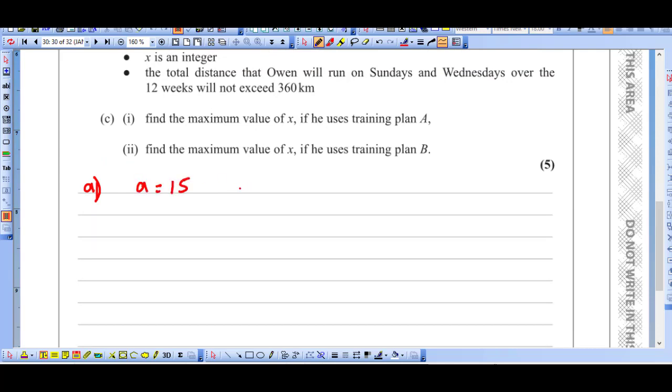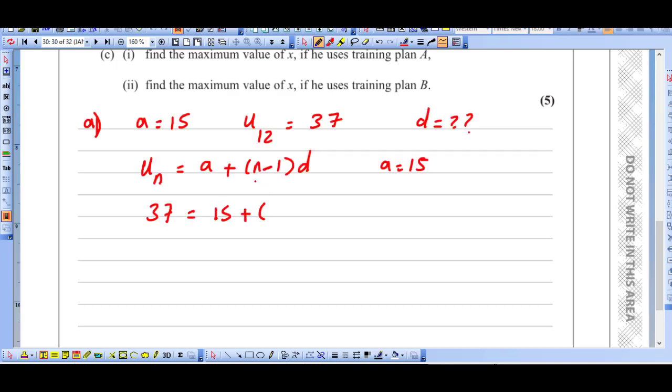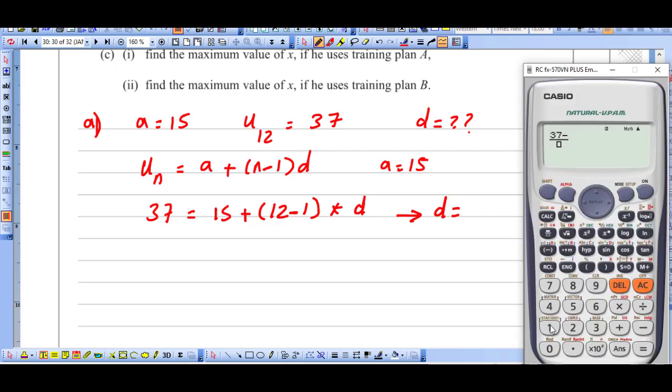a is equal to 15 and u12 is equal to 37. And d I don't know. It's an arithmetic series, so we have un equal to a plus (n minus 1)d. So we have a equal to 15. So 37 will equal 15 plus (12 minus 1) multiplied by d. So from here, d is equal to (37 minus 15) divided by (12 minus 1).